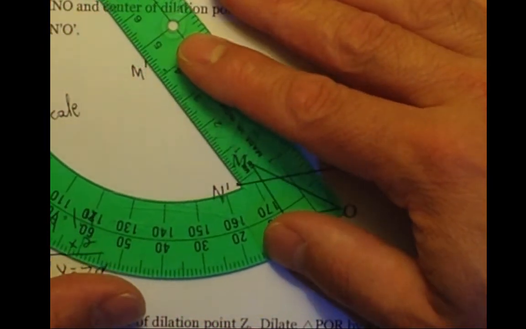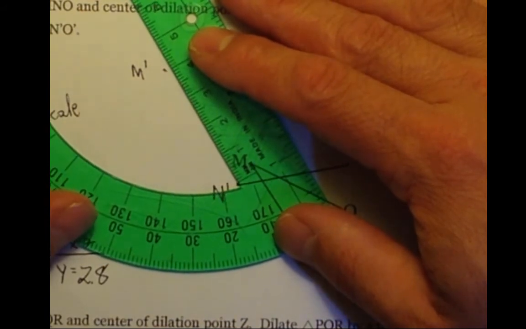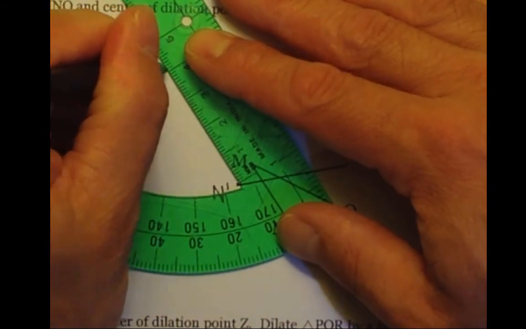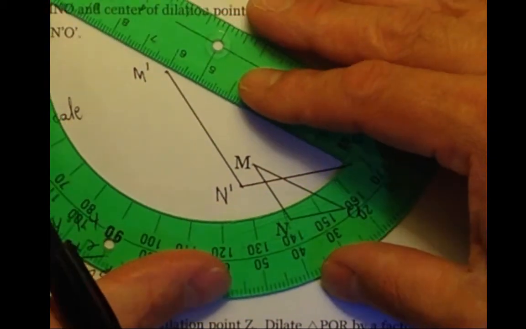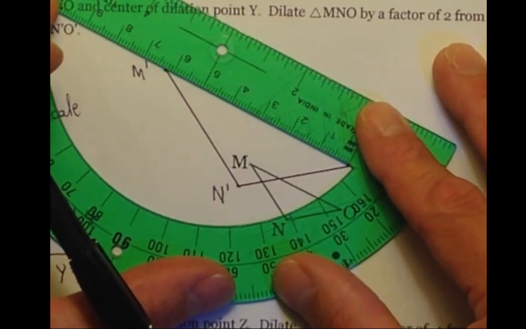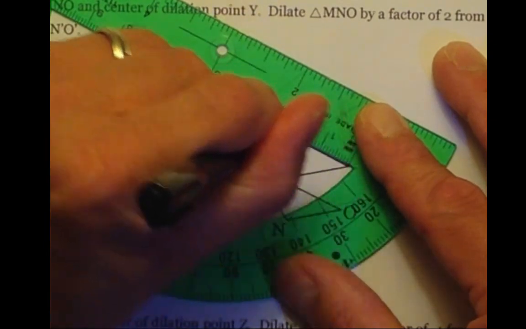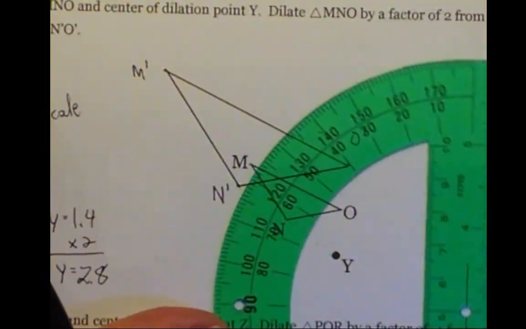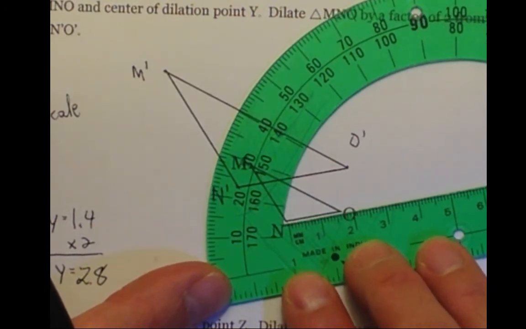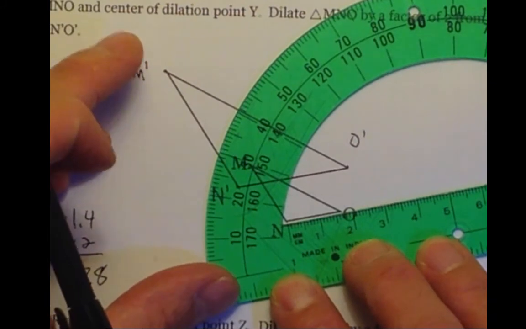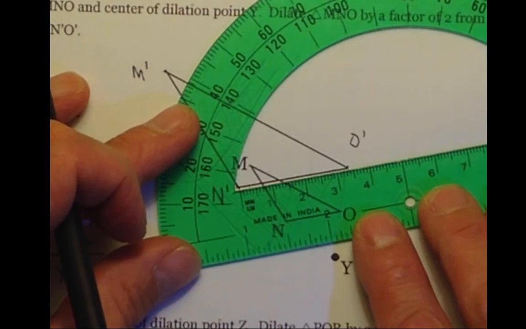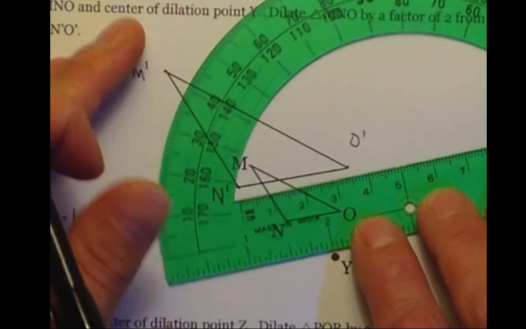So this triangle should have the same proportion of sides, and the angles will all be the same, but the lengths of the sides should be twice as big. So actually, if I want it to be really good, I could measure that length from N to O and say it's like 1.6. So if I did it well, N prime to O prime should be twice as big, so like 3.2. I'm close. So that looks pretty good.